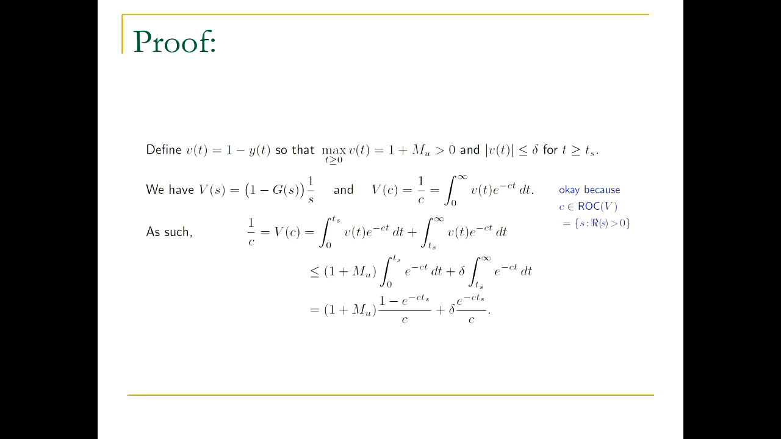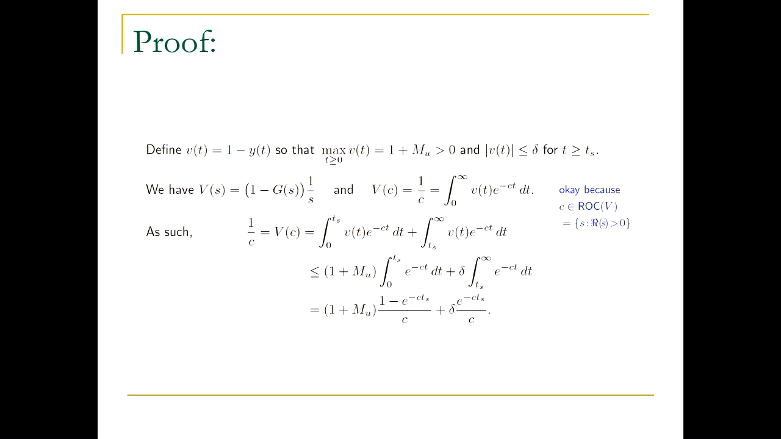Now, we also know that v is smaller than delta for all t greater than Ts. That's the definition of settling time, right? So v smaller than delta would occur for all t greater than Ts because Ts is the settling time. By the way, this v is the error between the desired value, which is 1, because we are looking at the step response, and the true response y.